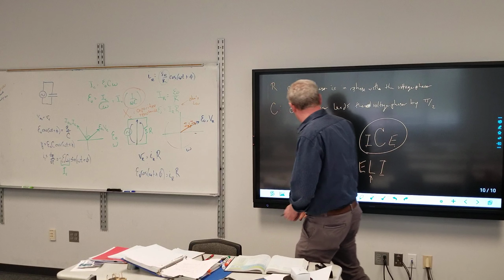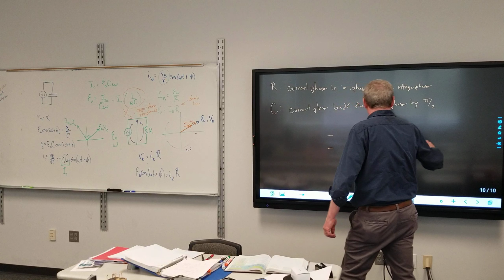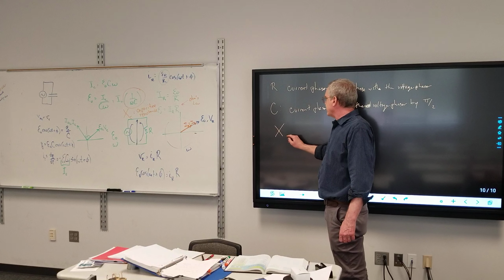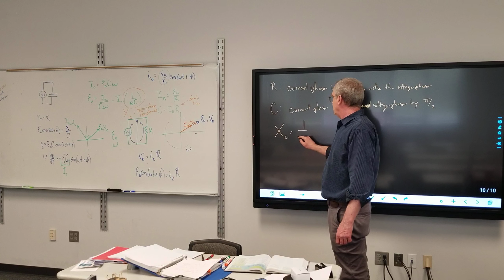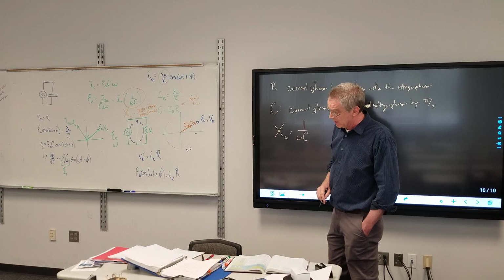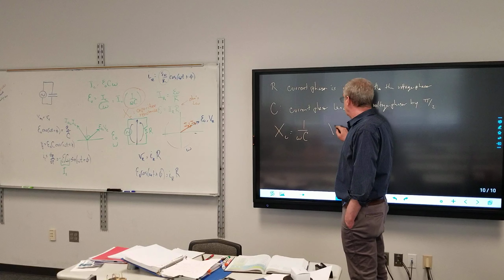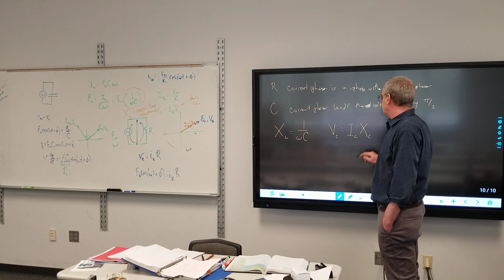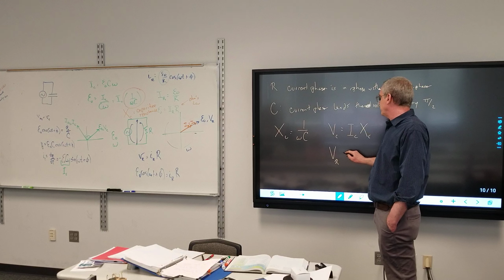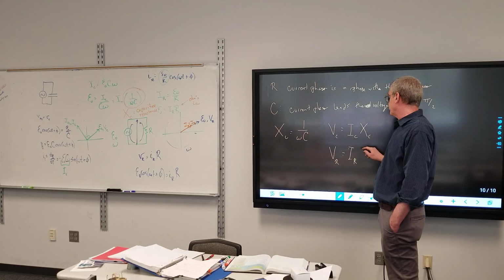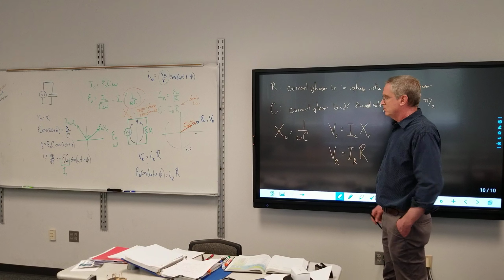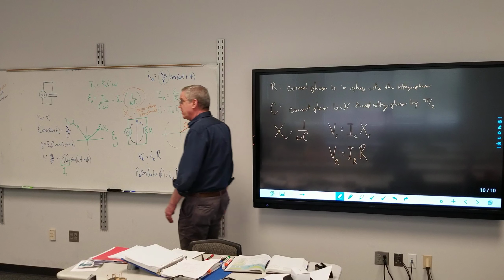And so onto my list of rules here. I have a capacitive reactance is equal to 1 over omega, the angular frequency, times the capacitance. The amplitude of the voltage across the capacitor is equal to I sub C, X sub C. And the amplitude of the voltage across the resistor is equal to the amplitude of the current across the resistor times the resistance. All right, questions to here?